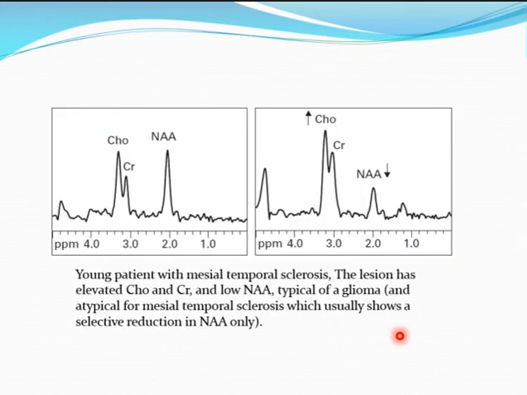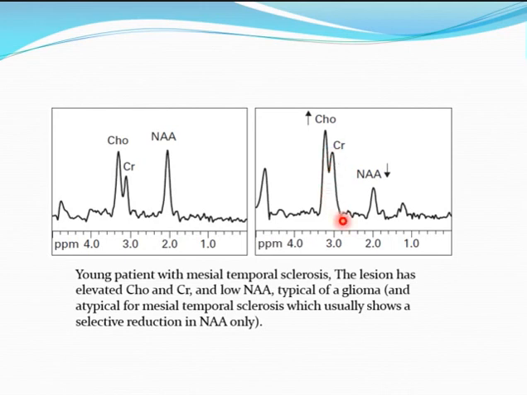For example, here, this is a young patient with mesial temporal sclerosis. There is increased choline and creatine and low NAA. You can see this NAA, choline, creatine. You can see in the abnormal part of the brain, there is decreased NAA and increase in the choline, while the creatine is a little bit increased, although we agree that it should be constant, okay?